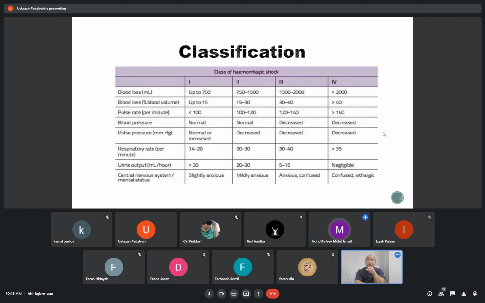Nothing else. Just the importance of this, and it helps with your communication. When you communicate with colleagues and say, okay, I've got a trauma patient in class 3 or class 4 shock, they should understand immediately what it means. No need to tell a long story. That's all from me.